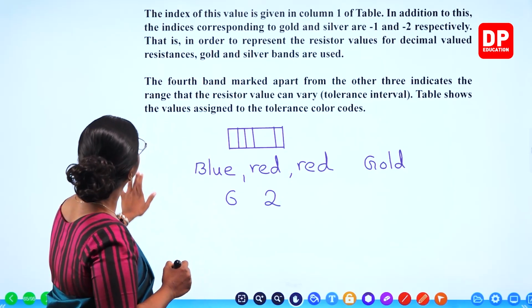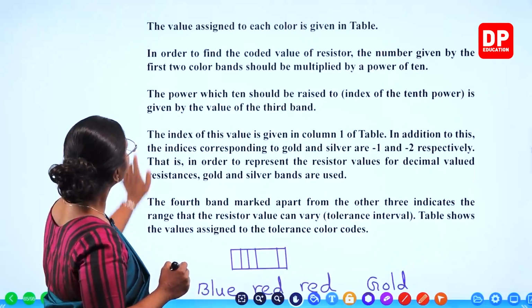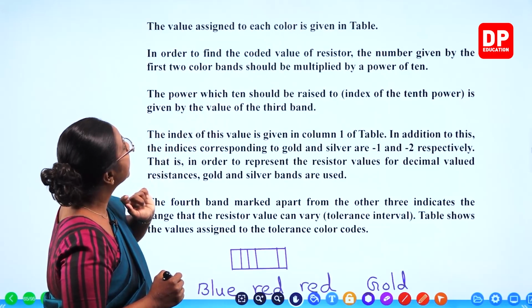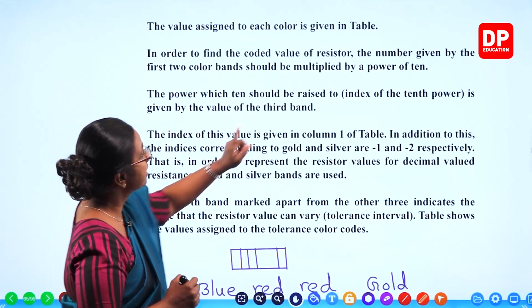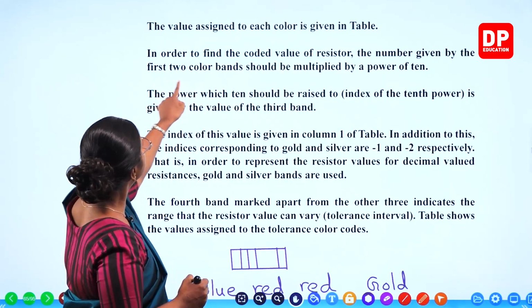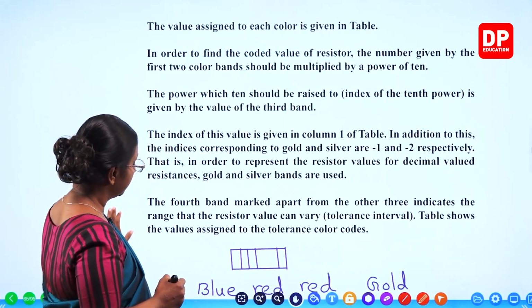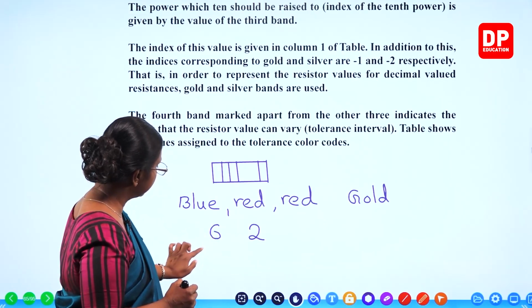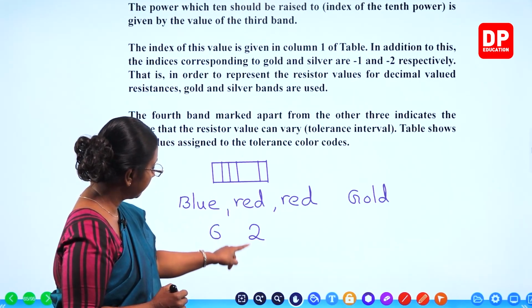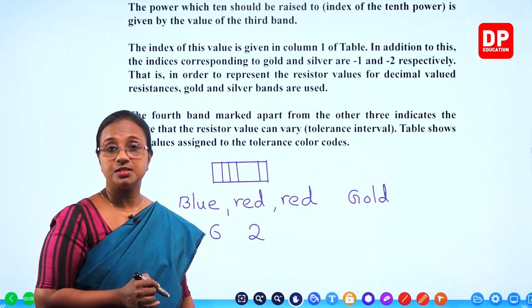Now here you can see, in order to find the coded value of resistors, the number given by the first 2 color bands should be multiplied by a power of 10. So the first 2 color bands give the number. Blue 6, red 2, so the value is 62.